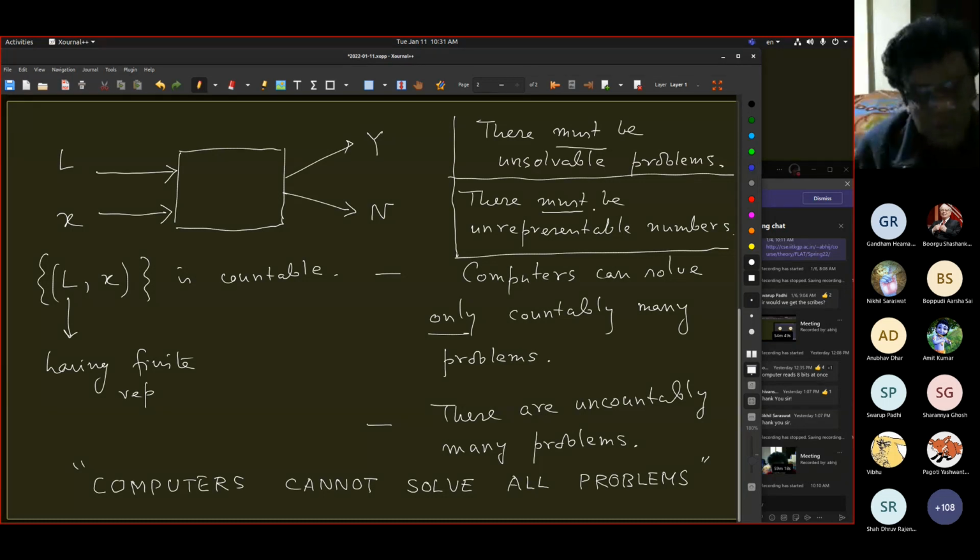So the claim is that since the number of languages is uncountable, and only countably many can have a finite representation. That is basically the thing. Yes, exactly. This is precisely the thing. And again, as I mentioned, having a finite representation does not immediately mean that it is solvable. But anyway.